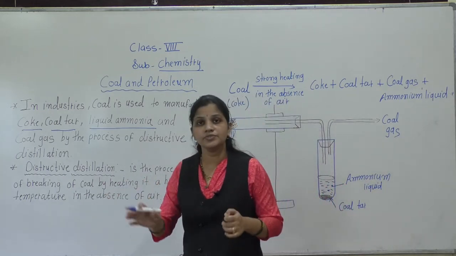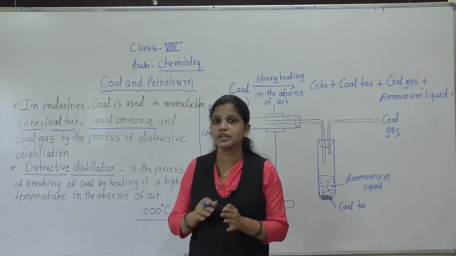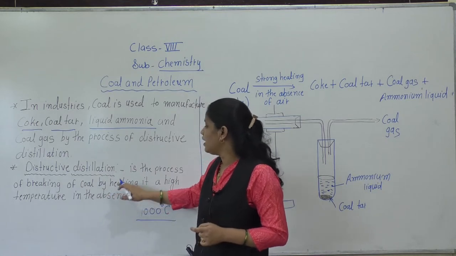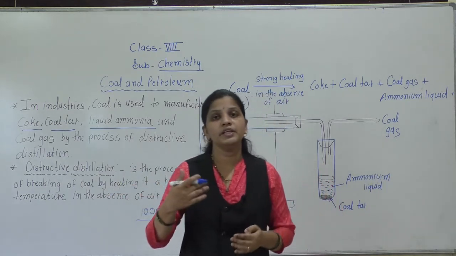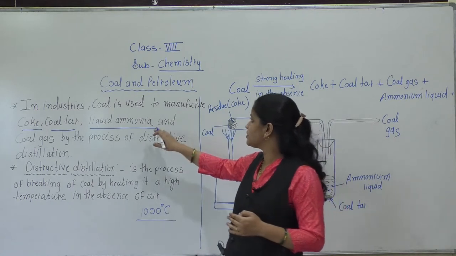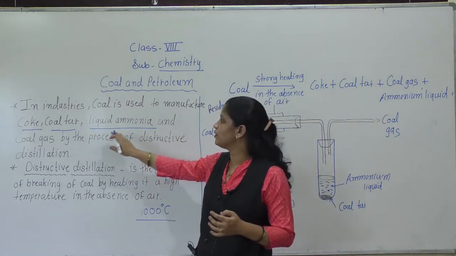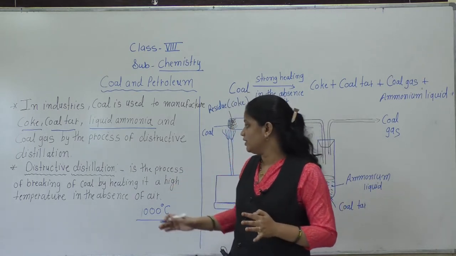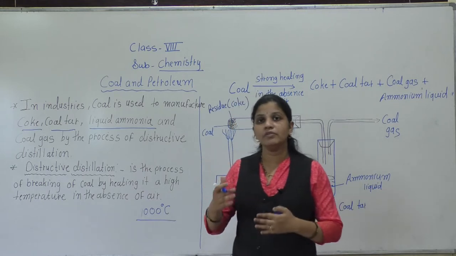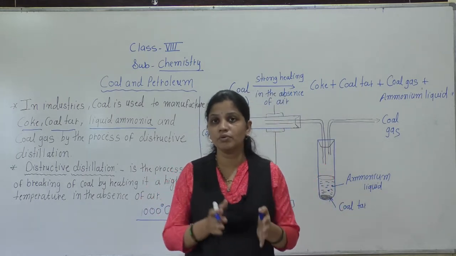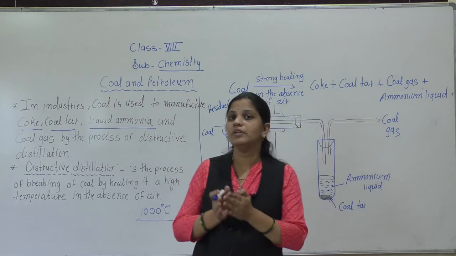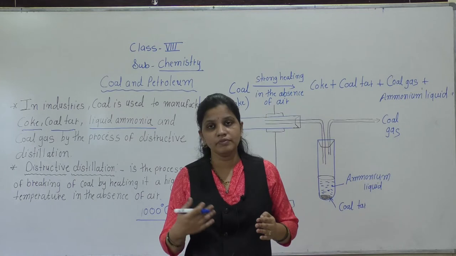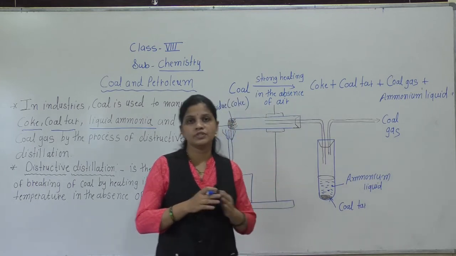So what is destructive distillation? It is the process of breaking coal by heating. Why do we break the coal? Because we want these substances: coke, coal tar, liquid ammonia and coal gas. For that, we have to give a lot of heat to the coal, and then the coal will break into these different substances. Now we will see how exactly the process goes on.